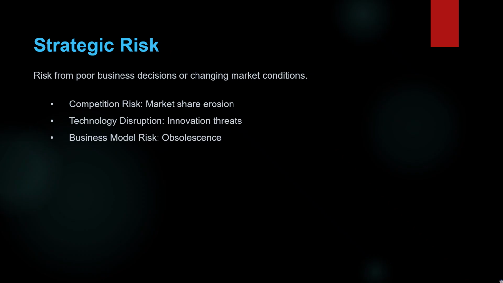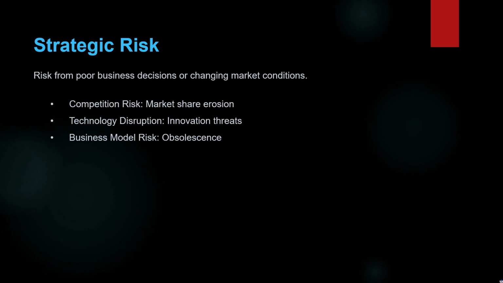Business model risk is about your fundamental approach becoming outdated. The business model that worked for decades may not work in the digital age or in the AI age. Kodak had the technology for digital photography but failed to adapt their business model. And banking institutions that relied heavily on branch networks and manual processes faced business model risk as customers moved to digital channels.